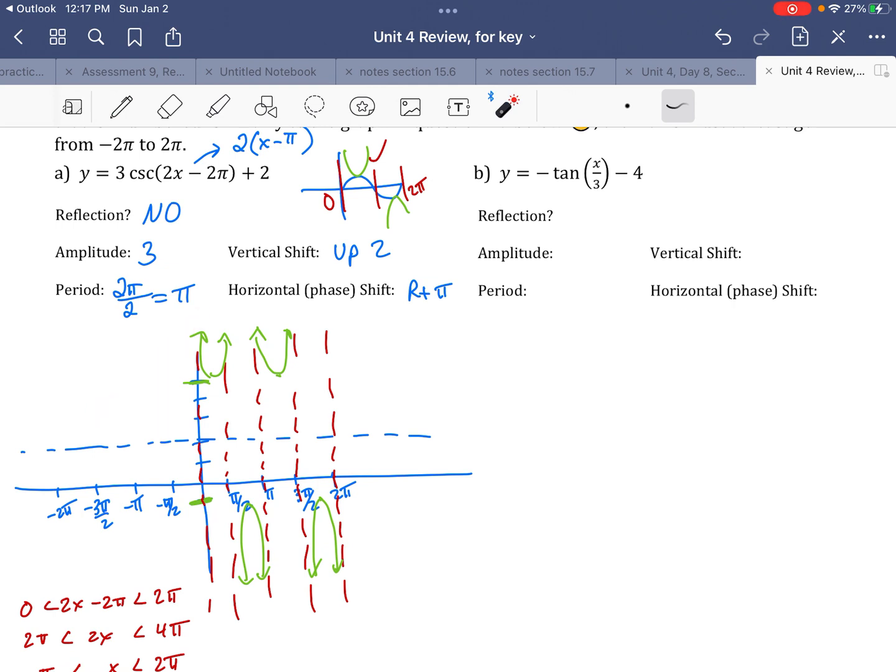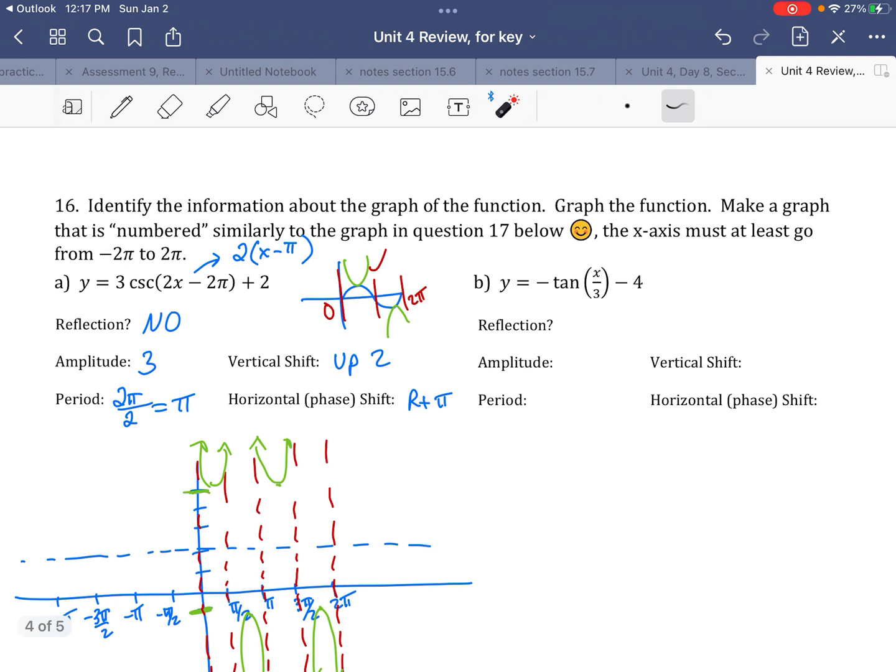Okay, all right, so tangent. Let's figure out our stuff here. Do I have a reflection? Yes, I do. A vertical shift, I'm going down 4. Amplitude, there's no amplitude change, or it's just 1. The period is normally pi, but it's over this 1/3 in front of my x, so my period is now 3 pi. And horizontal shift, none.